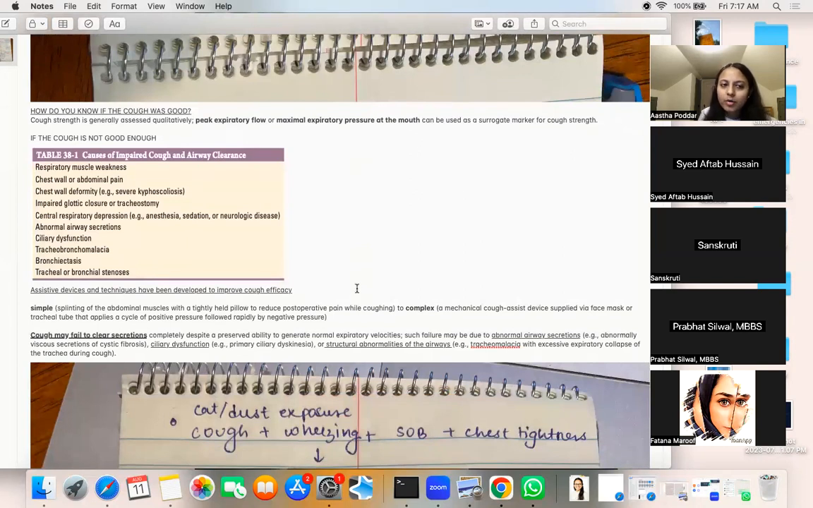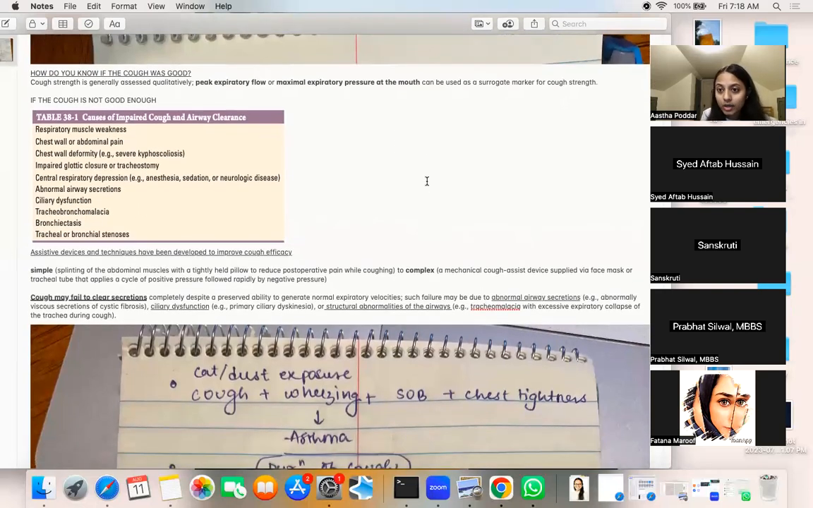So now I have a question for you: how do we know if the cough was good enough? Because there are conditions when the cough isn't that good. So you can assess it with the help of peak expiratory flow or maximal expiratory pressure, and you can use that to know if the cough is good or not. So can anyone tell me a few conditions when the cough is not good enough?